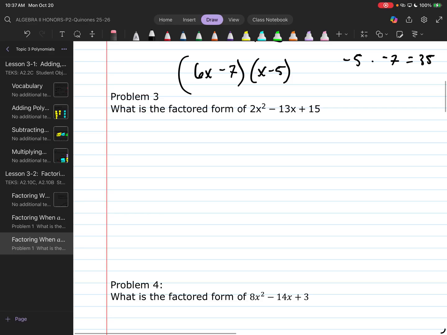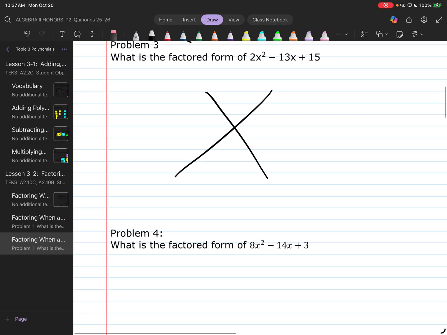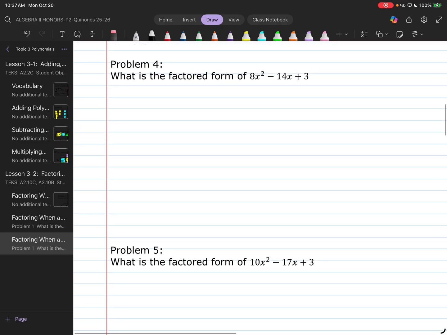All right, we're going to skip problem number 3 because problem number 3 is on your Delta Math. These two are not in your Delta Math, unfortunately, but they do provide you some good practice. What is a factored form for 8x squared minus 14x plus 3? I'll give you 3 minutes for this one. No, 2.5.